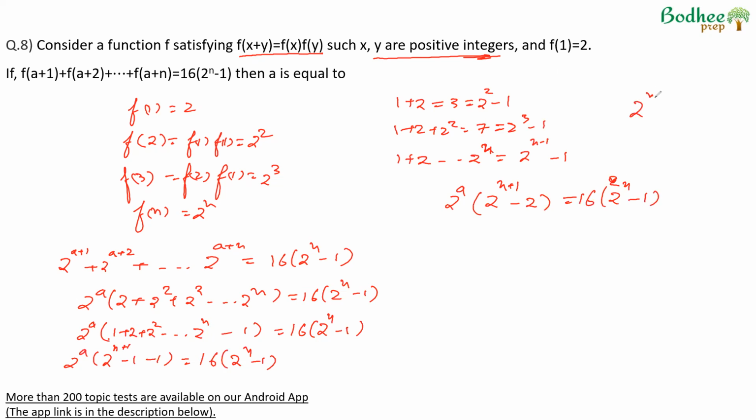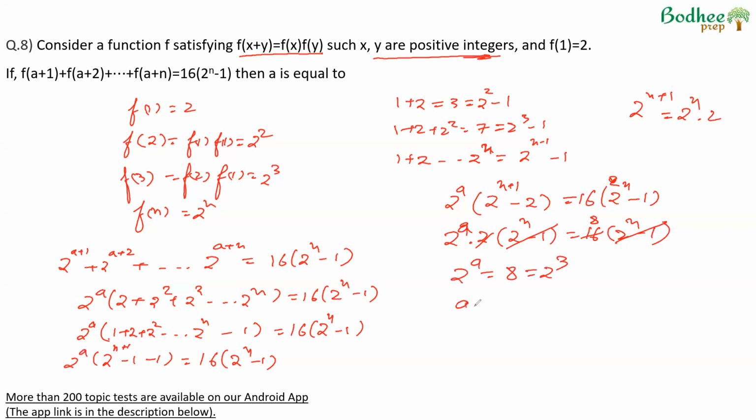2 raised to power n plus 1 can be written as 2 raised to power n into 2. So we take the 2 common, this becomes 2 raised to power a into 2 into 2 raised to power n minus 1, which is 16 into 2 raised to power n minus 1. 2 raised to power n minus 1 cancel, 2 16s are 8, 2 8s are 16. Therefore, 2 raised to power a is equal to 8, which is 2 cube, and therefore the value of a comes out to 3, which becomes my answer to this question.